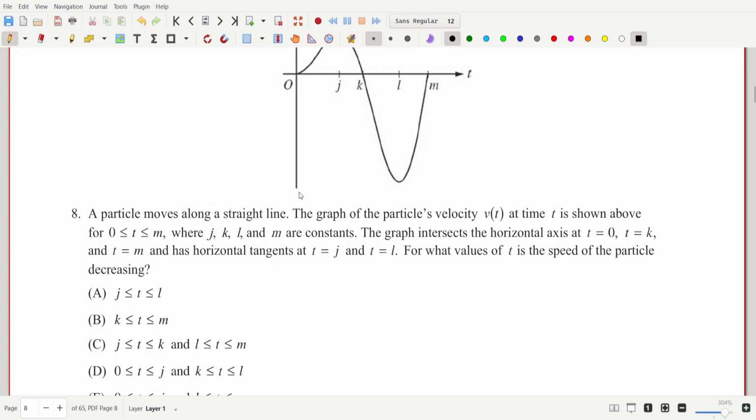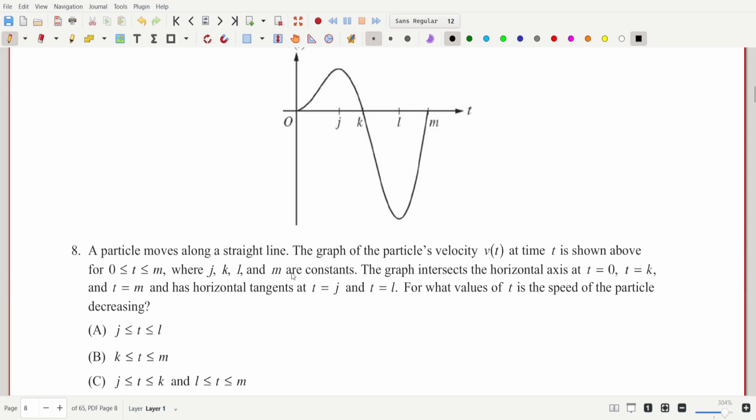8. A particle moves along a straight line. Cool. The graph of the particle's velocity is shown above. Okay. J, K, L, M are all labeled here conveniently. When is the speed decreasing? Okay, so speed is decreasing when velocity and acceleration have opposite signs.